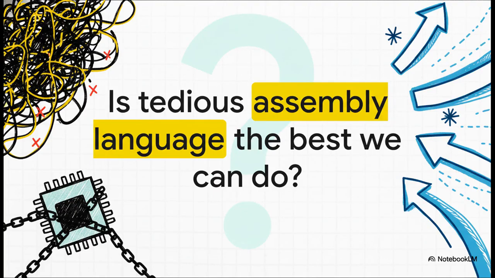So last time, we saw that assembly was a huge leap forward from just punching in ones and zeros. But, let's be real. It's still super tedious to write, it's easy to make mistakes, and your code is totally stuck to one specific type of hardware. Surely we can do better than that, right?